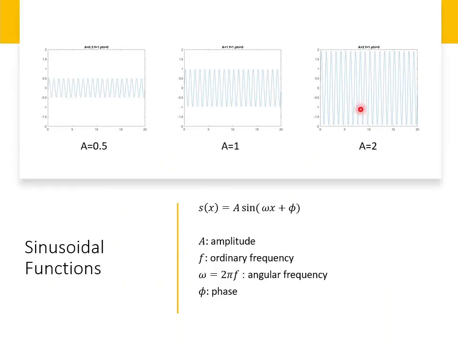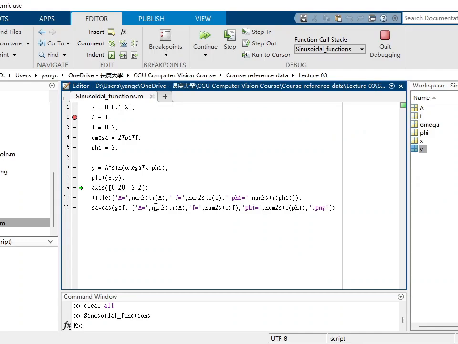Because I want to let the three images be easy to compare, I control the range of the y-axis. Let all of them become -2 to +2. So in my code, I need to use the axis command to control the range of the x-axis and the y-axis, so that the three images will be in the same scale.